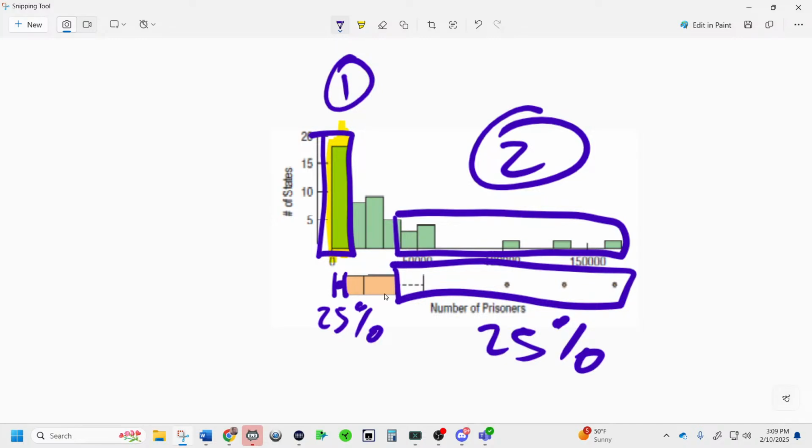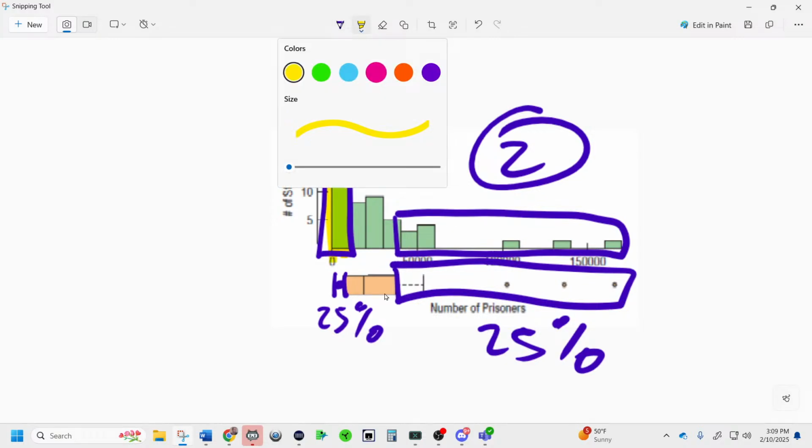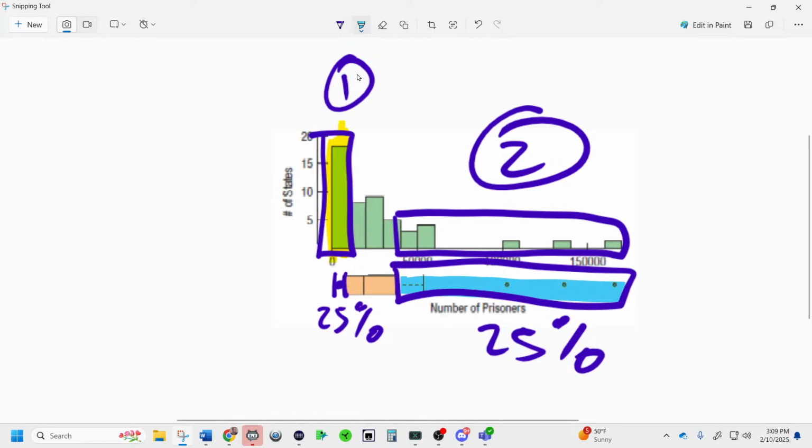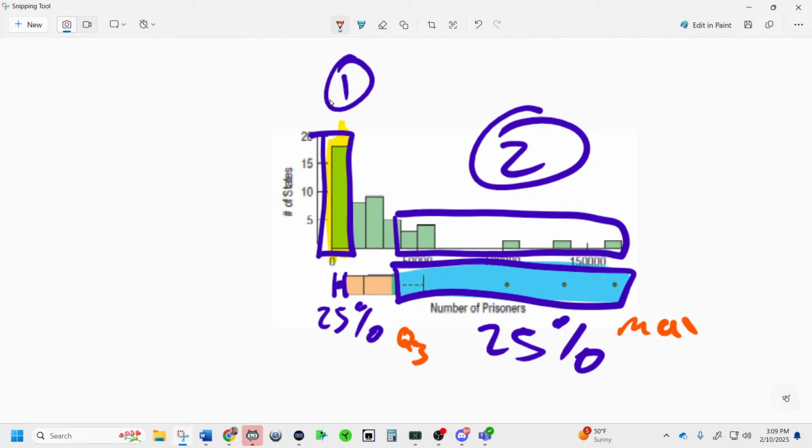which tells you the top 25% is way more wadded. The top 25% is way more wadded because this is going from Q3, the 75th percentile, to the maximum. That's the top 25% right there. The bottom 25% is going from Q1 to the min. The top 25% of the observations are way more wadded than this bottom 25%.